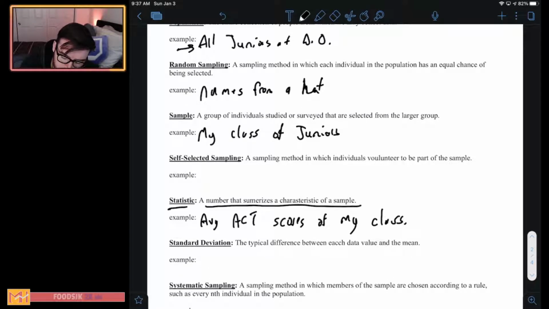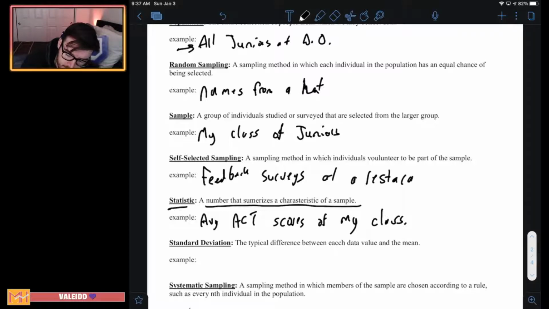Self-selected: a sampling method in which individuals volunteer to be part of a sample. One example that came to mind is feedback surveys at a restaurant. If you go to a place with those little kiosks where you pay with your card at your table, it asks if you want to take a quick one-minute survey. No one's forcing you to do that. You are selecting yourself by accepting that.